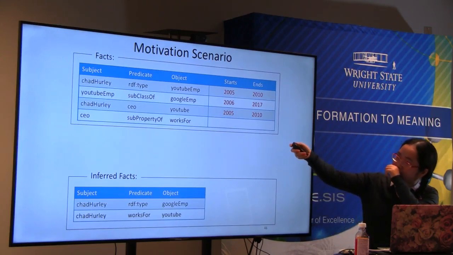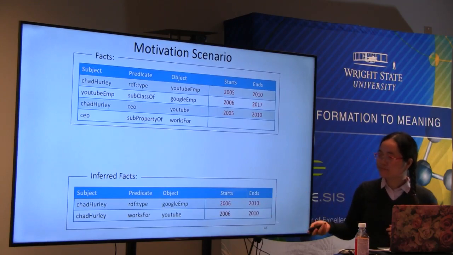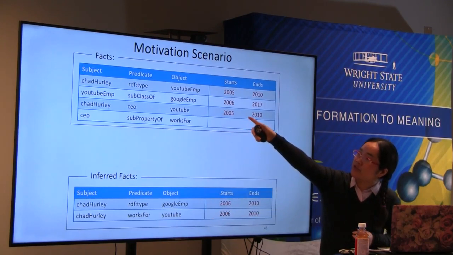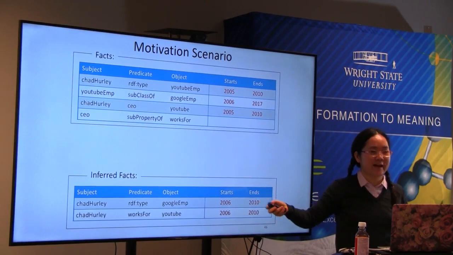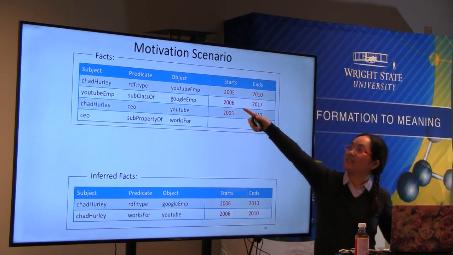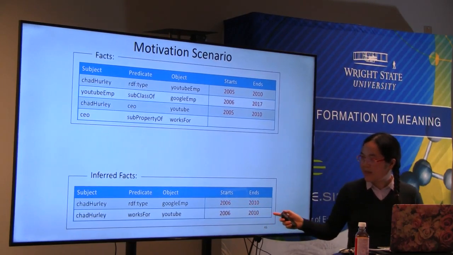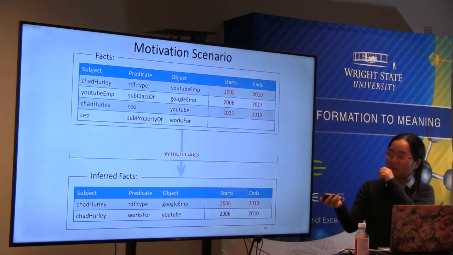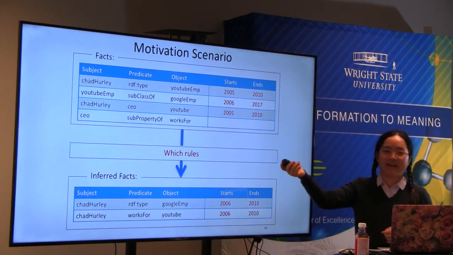From this kind of information, what can we infer? This is temporal reasoning. We say that Chad Hurley is a type of YouTube employee, and YouTube employee is a subclass of Google employee. Quickly, we can infer that Chad Hurley is a Google employee too, right? And as a human, we can say that he worked for Google from 2006 to 2010. So this is what we want to infer. And Chad Hurley works for YouTube from 2006 to 2010 as well. The question is, how do we infer such information? In the next work, I'm going to provide the answer for it.